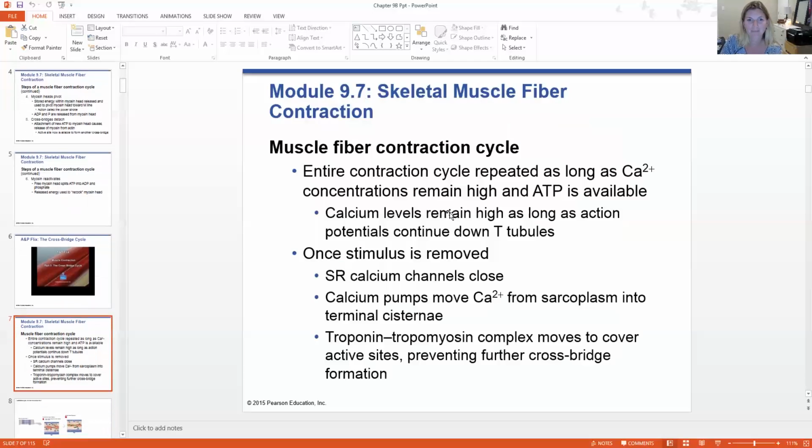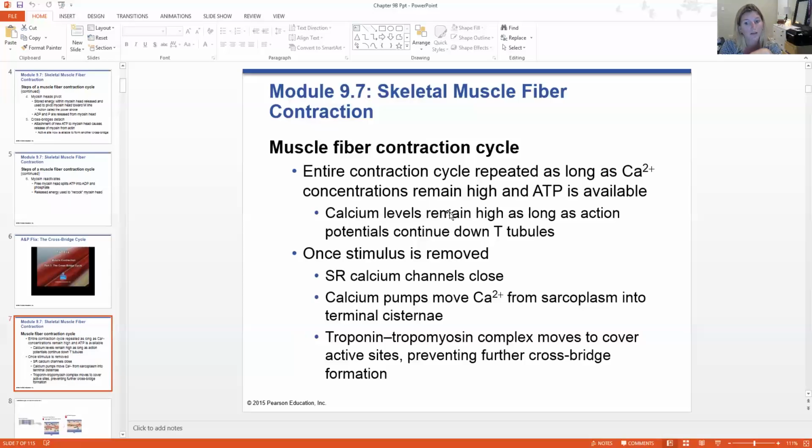Not everyone does. So the muscle fiber contraction cycle is exactly what I just described to you. Every contraction cycle is going to continue to be repeated as long as calcium remains in that sarcoplasm. So the sarcoplasmic reticulum has to soak back up that calcium. They have to have a calcium reuptake. So as soon as those calcium channels close, calcium pumps are going to pump calcium back into the terminal cisterna of the sarcoplasmic reticulum.